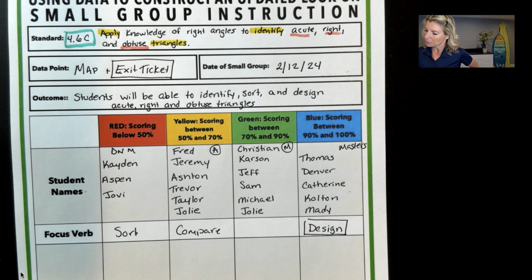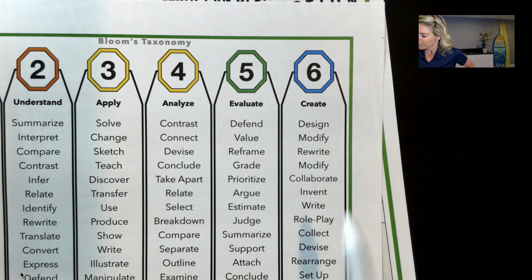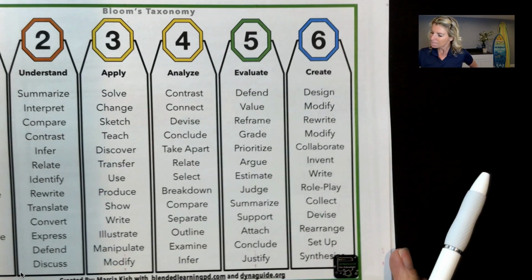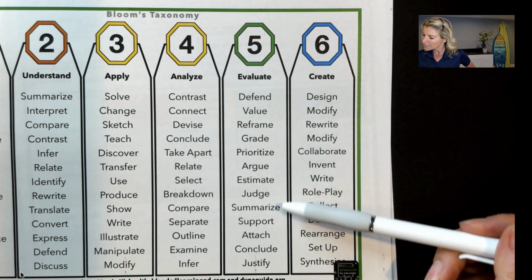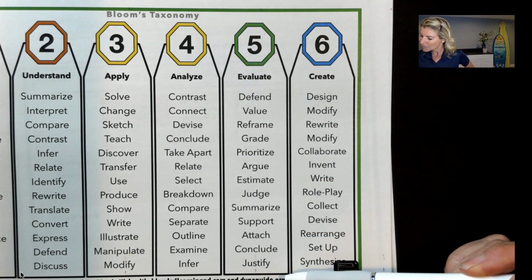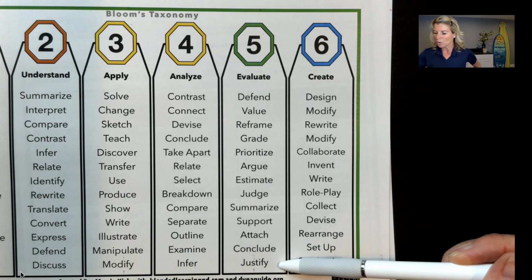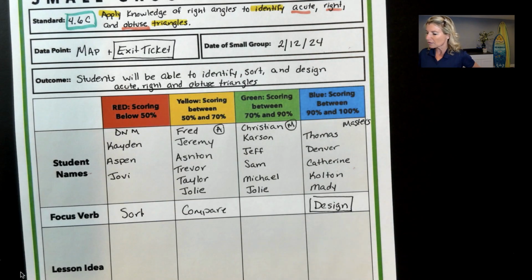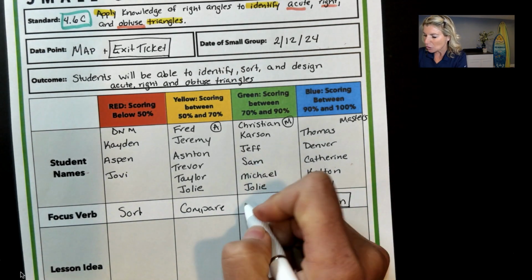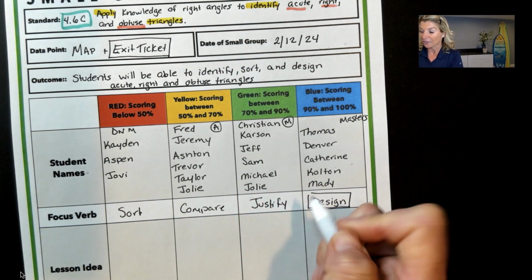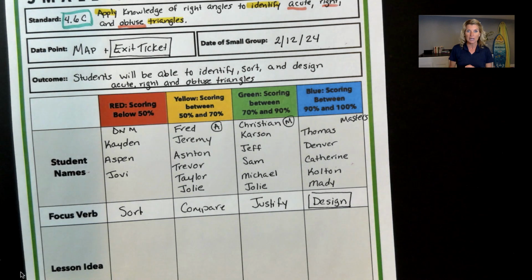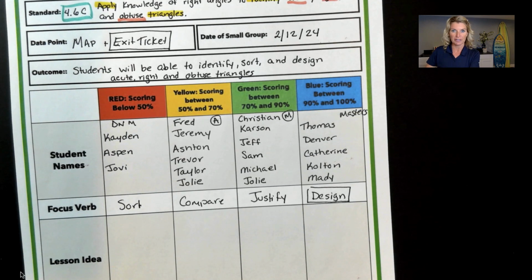All right, my green. I'm going to go into my green column, and after looking at all of these, let's go into justify. So with my green group, the ones that are on level, I'm going to have them justify what makes up a right triangle, or acute, a right or obtuse triangle, while they're still identifying those different triangles. Does that make sense? I hope so. I hope you're shaking your head right now.